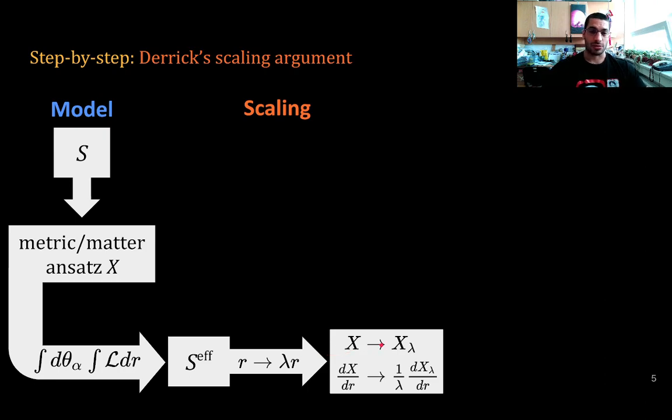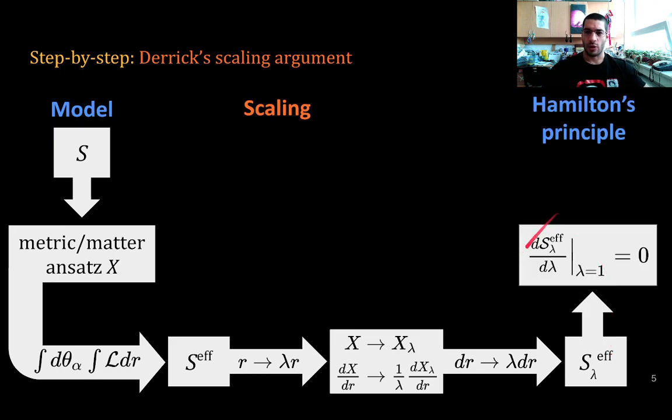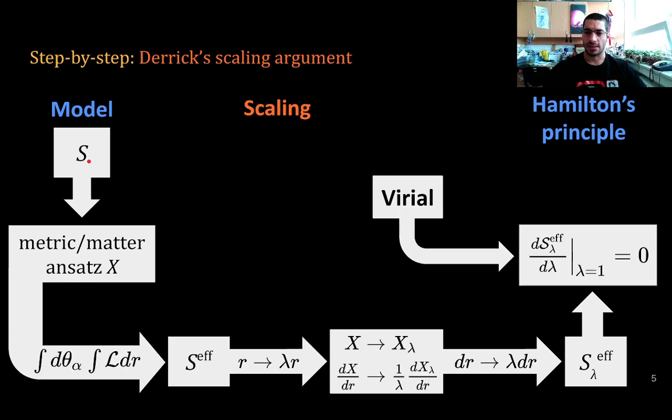This means that x goes to x of lambda, and the derivative goes as 1 over lambda. We also have to scale the Jacobian, and then obtain an effective action that is dependent on lambda. Then we apply Hamilton's principle, which states that the variation of the action with respect to any of its parameters is equal to 0, and we set lambda equals to 1 to recover the original model. And this is known as a virial identity. This will give a relation between all the components that must be obeyed.